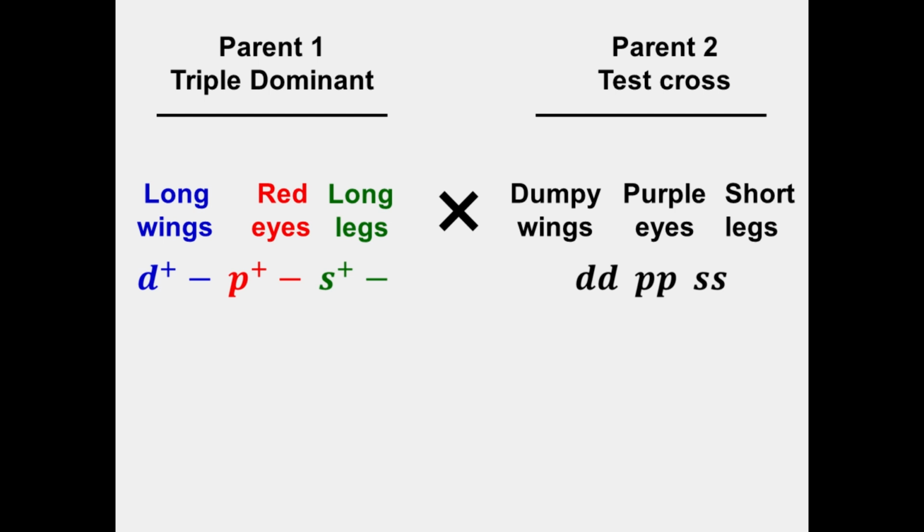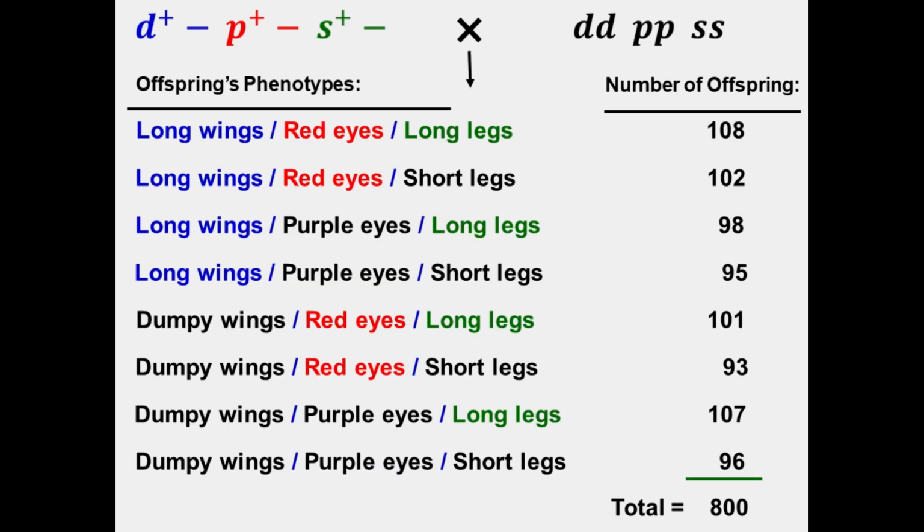Now we need to perform a cross. We'll test cross a trihybrid fruit fly. This means we'll cross a trihybrid with a fruit fly that has the recessive phenotype. And we already know the genotype of this recessive fly. It is homozygous recessive for all three traits. If these are the results, as you see, all 8 possible phenotypes from a trihybrid test cross appear among the offspring. Now, let's take a look at the numbers of offspring for each phenotype.